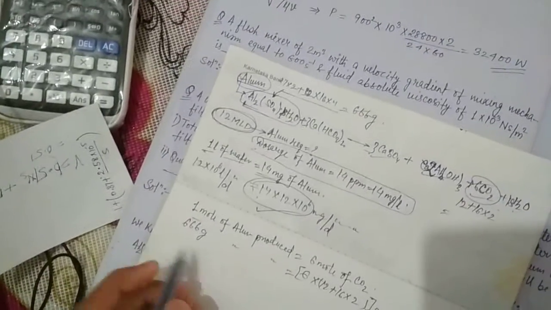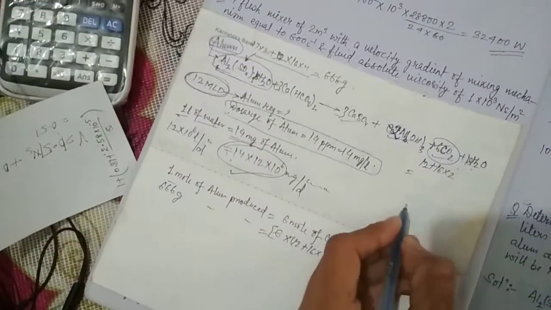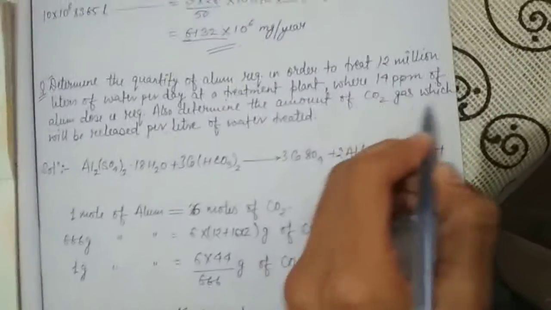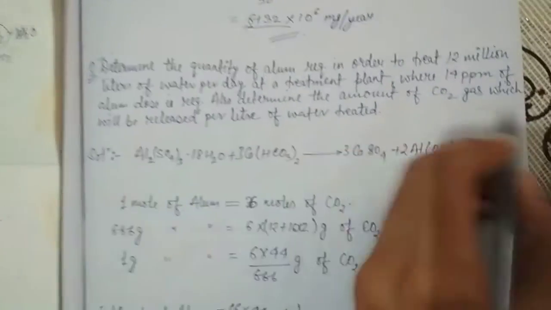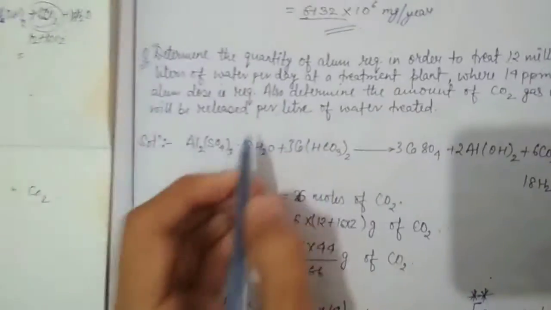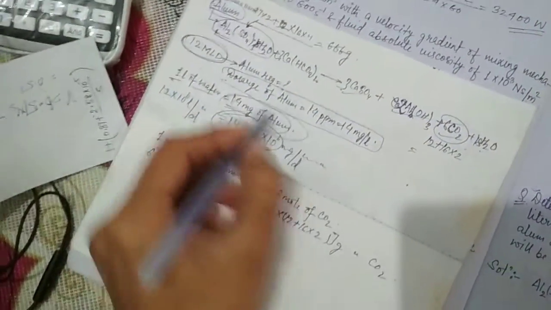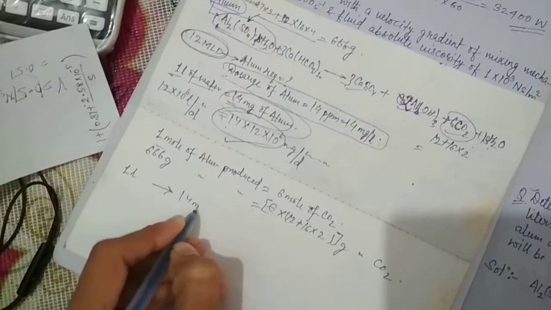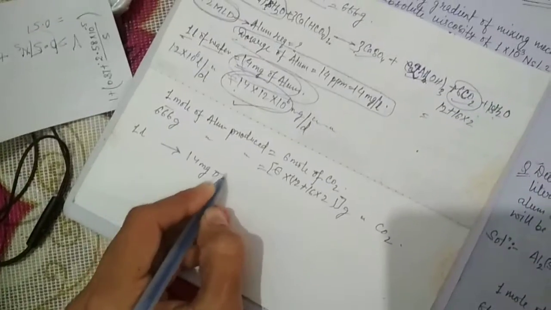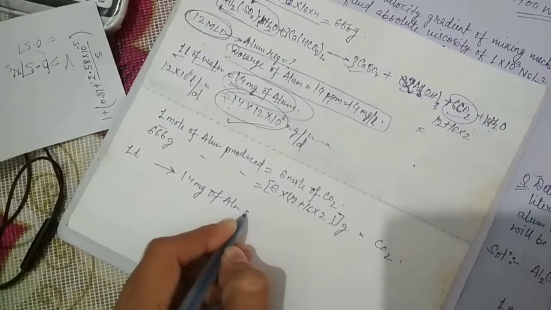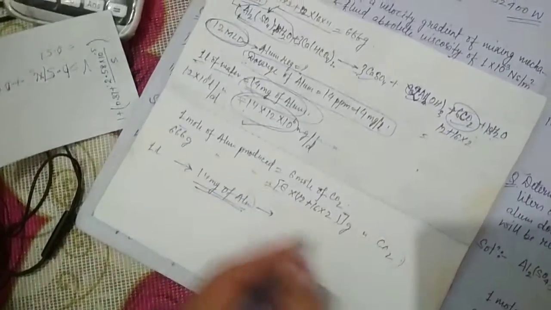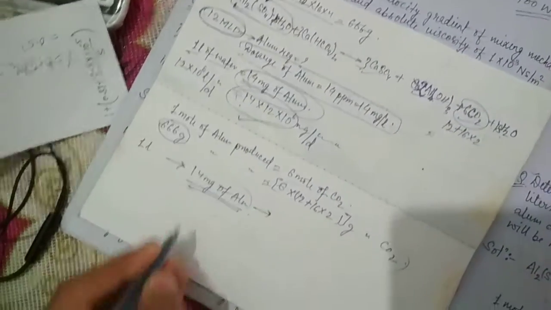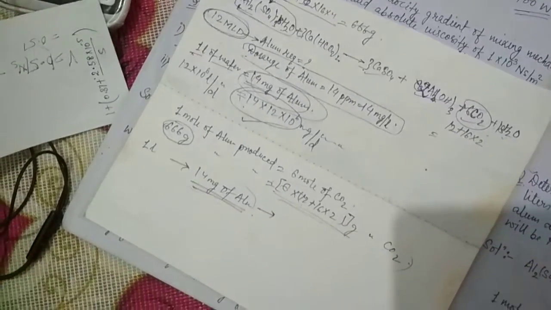But we are looking at what we have to find. The question is asking the amount of carbon dioxide gas released or produced per liter. In 1 liter, the alum dose given is 14 milligram of alum. So we have to find how much carbon dioxide is produced from 14 milligram of alum, given that 666 gram of alum produces this amount of carbon dioxide.